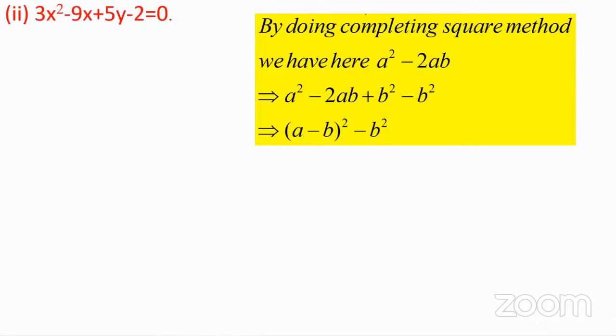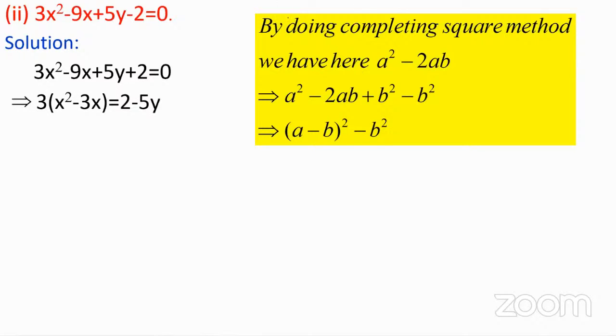So you have to do this one: 3x square minus 9x plus 5y minus 2 equal to 0. In the previous problem there was no coefficient of x square, but here we have a coefficient of x square, so you will get h and k in a by b form. So now we have 3x square minus 9x plus 5y plus 2 equal to 0. Just to adjust the values.